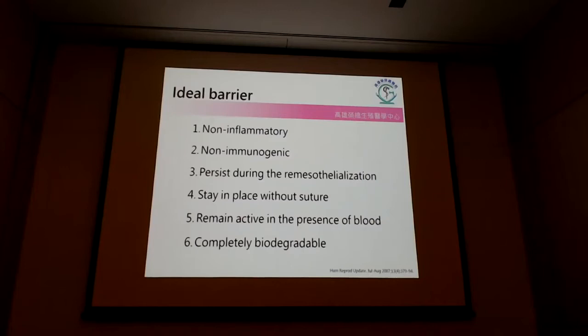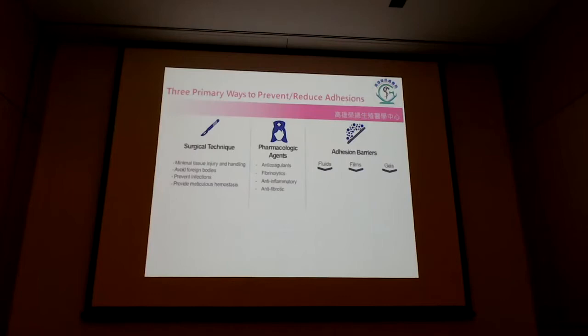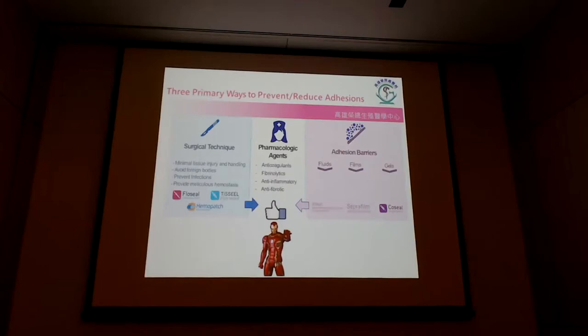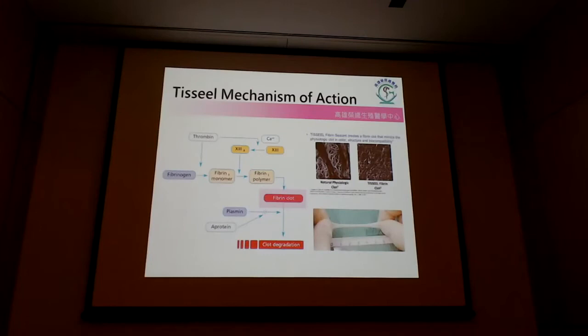Because of the lack of an ideal barrier, we need to combine surgical techniques and multiple adhesion barriers together to reduce postoperative adhesion. In my experience, the combined use of Tisseel, Coseal, and Adept solution seems to be able to maximize the anti-adhesion effect. Tisseel, the fibrin sealant, is a biodegradable and biocompatible combination of human-derived fibrinogen and thrombin activated by calcium chloride, which leads to formation of a mimesis of polymerized fibrin fibers.